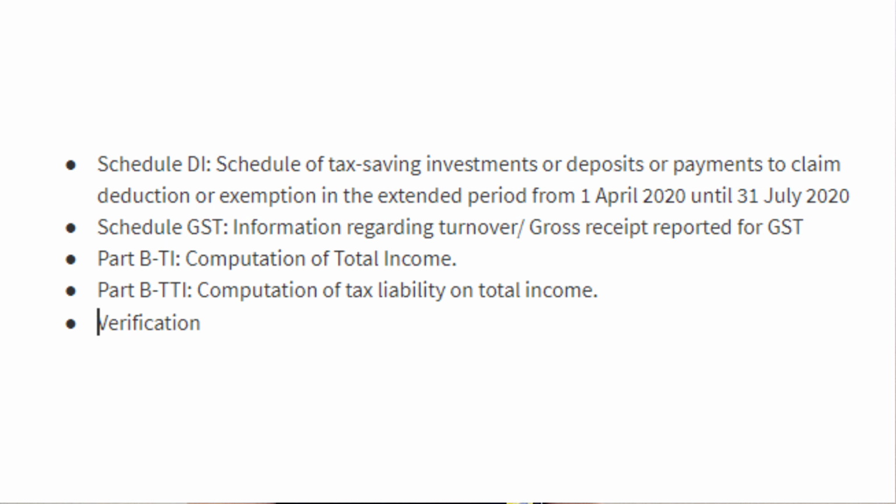for the tax saving investments. In Schedule GST, with respect to your business, you have to disclose your turnover or your gross receipts as reported for GST. In the next part, which includes your details of your total income, your income under the different heads will be aggregated over here and the taxes will be calculated on the same. You can claim the credit for advance tax, for TDS or TCS, and you have to pay any balance tax liability before filing the income tax return.